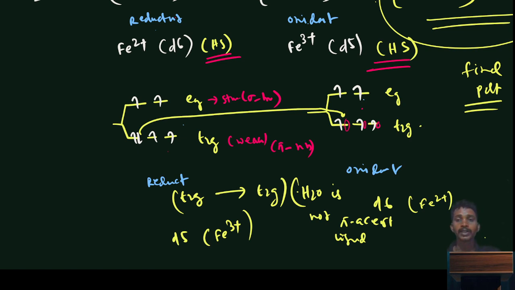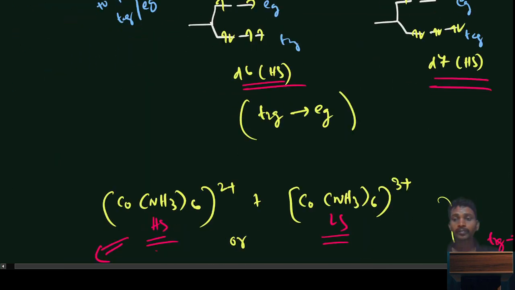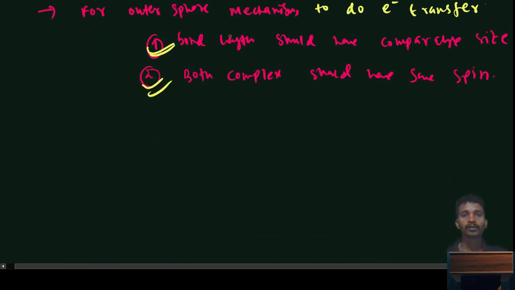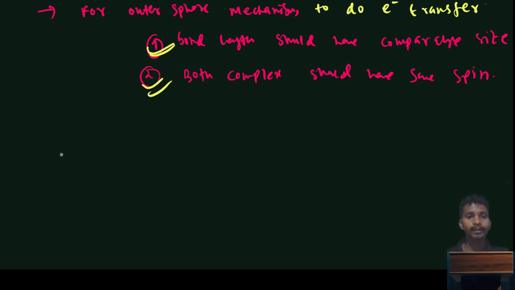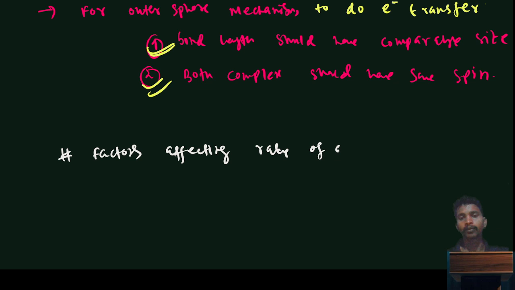That means a spin change also happens at the excited state in that case. So if the spins are different, then the rate will decrease. Okay, so the factors affecting the rate of outer sphere mechanisms.